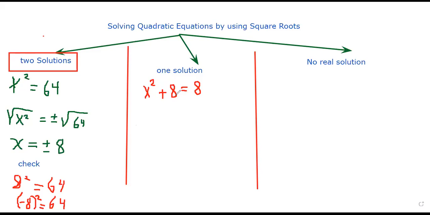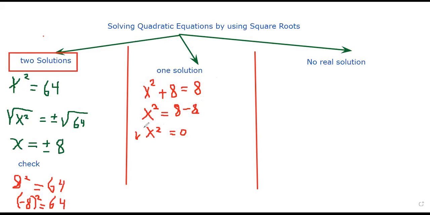Mahi? You transfer the 8 to the other side. Exactly. x power 2 equals 8 minus 8. Yes. x power 2 equals 0. Very good. So we have x to the power of 2. We will transfer 8 to the opposite side, so it will be 8 minus 8. Then x to the power of 2 will be equal to 0.